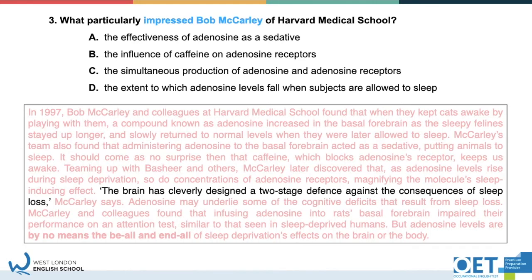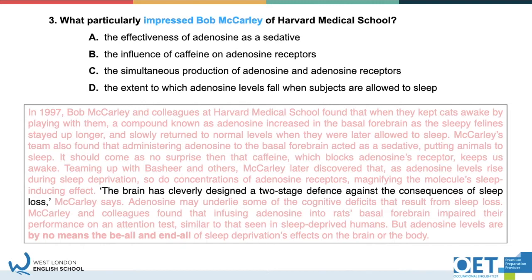Okay, so let's look at the wording of the question. So we can see the word impressed. So we need to be looking in here for a similar word, something that shows that Bob was impressed. And I would go straight for this word cleverly. So Bob McCarley has a quote in here, quotation marks. So we're going to look for that. And he says, the brain has cleverly designed a two-stage defense. Now, the use of the adverb cleverly here is showing that something is impressive, is effective. So this is the area that we need to look in to find the answer.